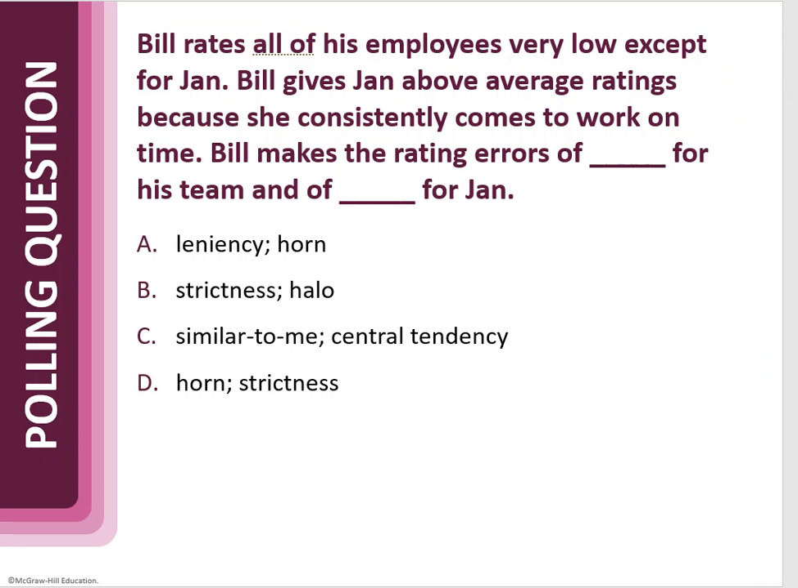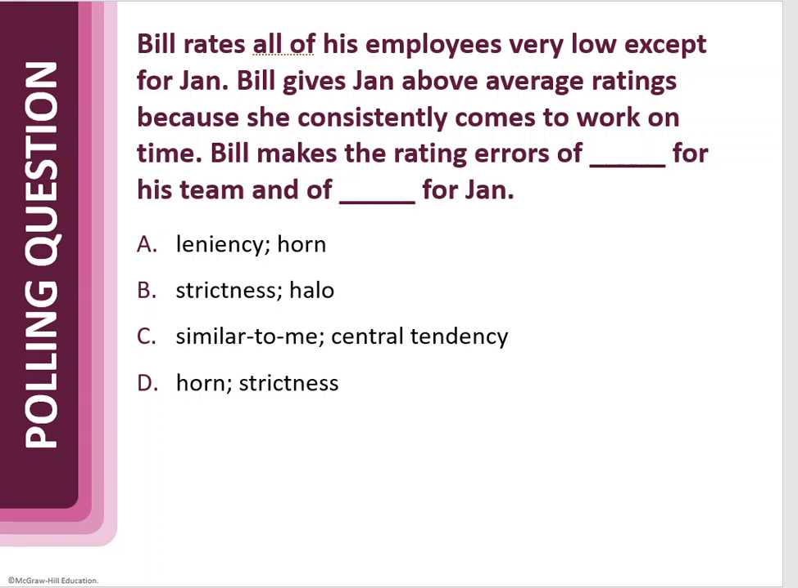Okay, Bill rates all of his employees very low except for Jan. Bill gives Jan above average marks because she consistently comes to work on time. Bill makes the rating errors of what for his team and of what for Jan? A, leniency, horn? B, strictness and halo? C, central tendency? Or D, horn, strictness?